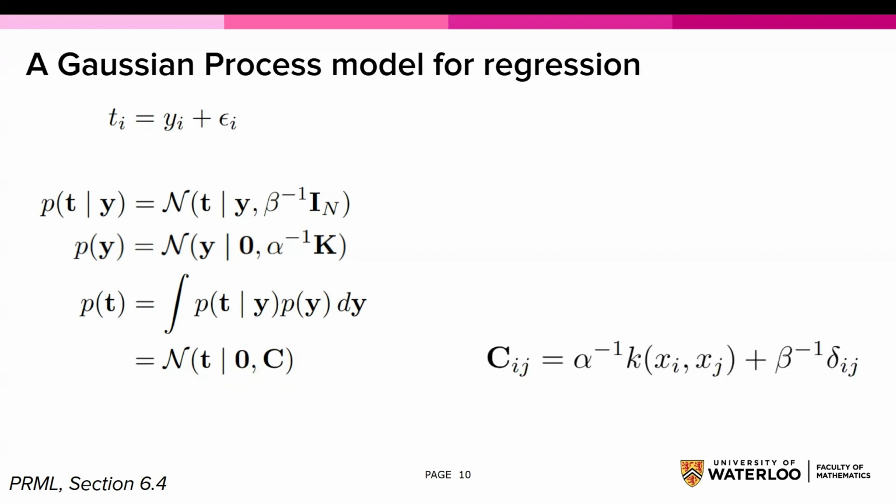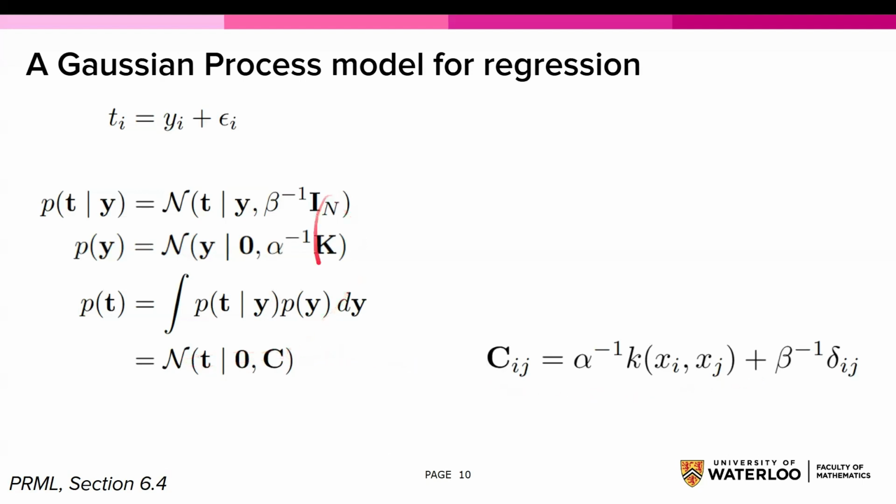And so each element of the final covariance matrix C is going to have two components: the kernel evaluation of Xi and Xj scaled by alpha inverse, and then a noise term scaled by beta inverse. The combination of these two terms reflects the fact that our uncertainty about T comes from both the underlying function uncertainty and the noise in our observations.